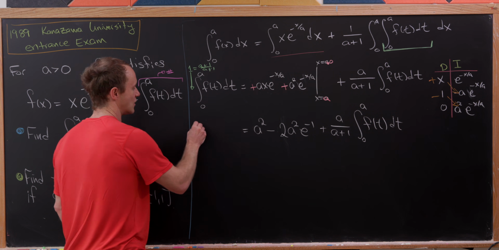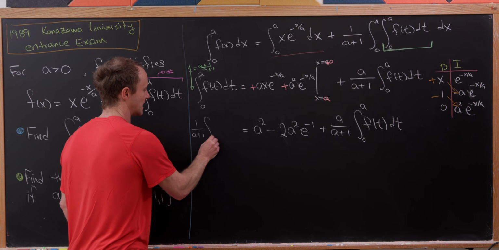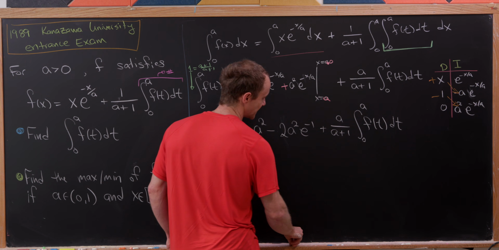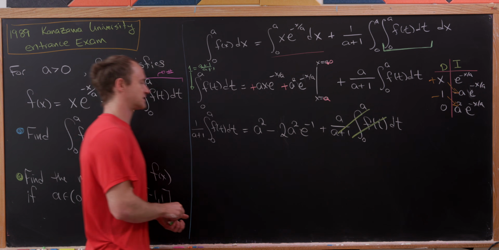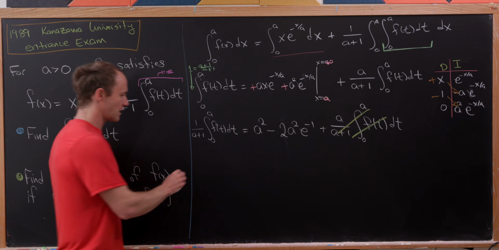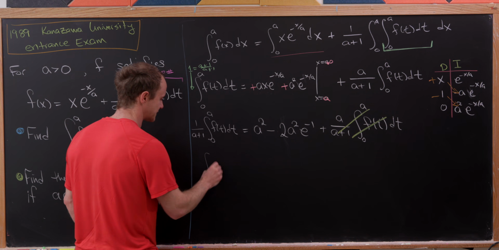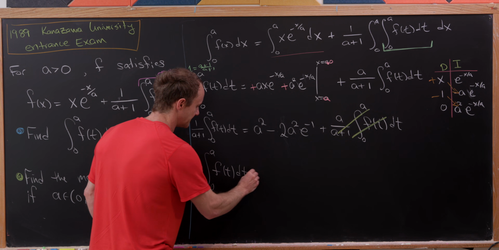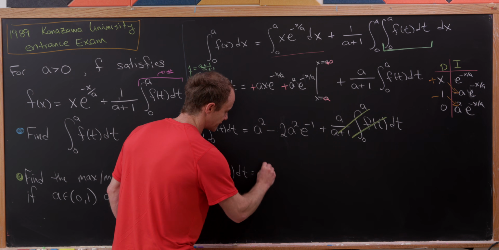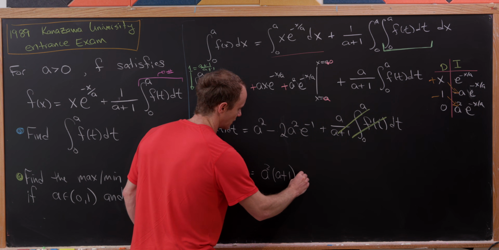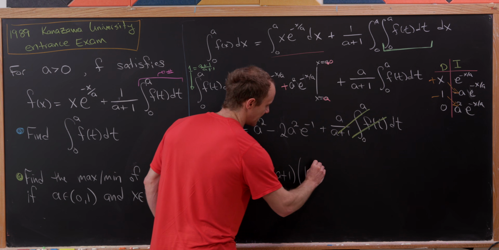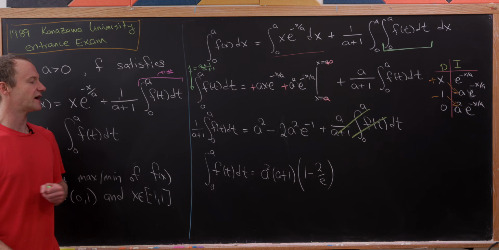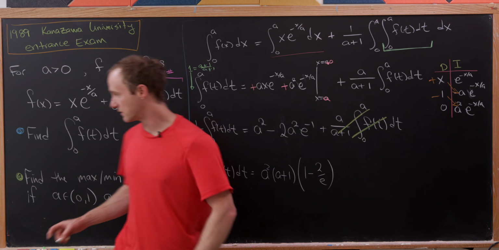In fact, we'll have 1 over a plus 1 times the integral from 0 to a of f of t dt. And of course, that's after we subtracted this over. But from there, all we have to do is multiply by a plus 1, and we have the integral from 0 to a of f of t dt is equal to, well, let's write this as a squared times a plus 1 times 1 minus 2 over e, when all is said and done. Okay, great. So we've taken care of this first bit.